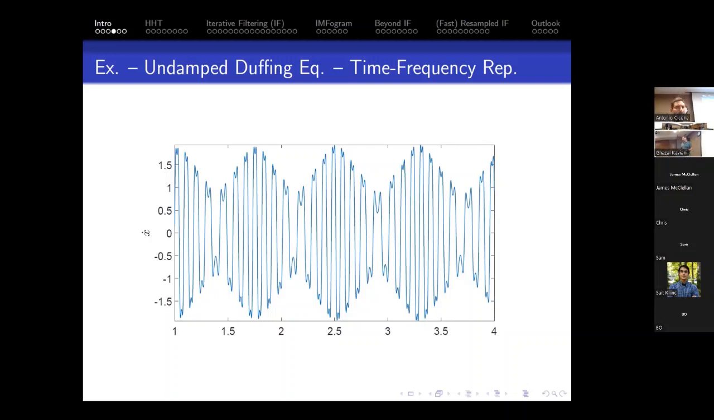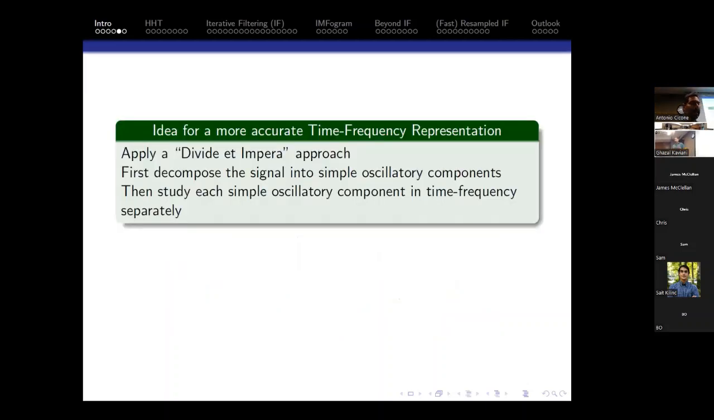Okay, and this is clearly not what we would expect by naked eye inspection. So what's going on? Now, the idea that a researcher called Hilbert-Huang had like 20 years ago now was to approach this problem in a different way. So instead of first trying to produce directly a time frequency representation, his idea was, let's first decompose this signal into simple oscillatory components, okay? And so his idea was what we can call in Latin, divide et impera approach, which means split and conquer, okay? So we split the signal and then we conquer the frequency component by component.